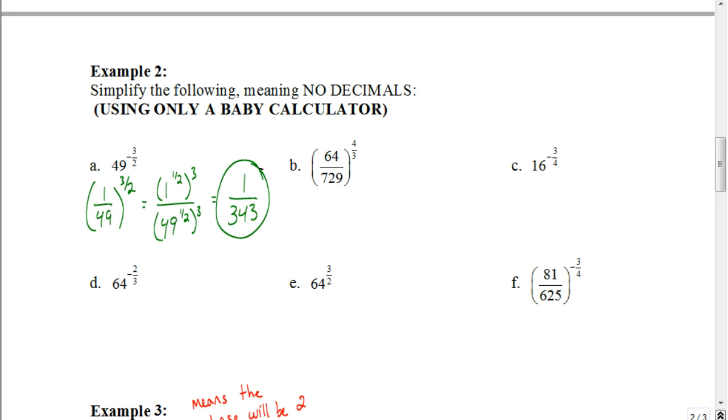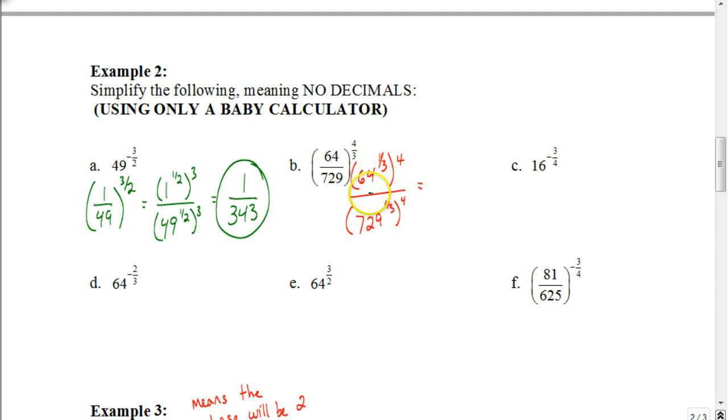Now the next one is not a negative exponent. The next one, we have 64 over 729 being raised to the 4/3 power. But again, we would apply the root and the power to both the numerator and the denominator. So I'm going to look at this as being 64 to the 1/3 power, the third root of 64, being raised to the 4th power. Do the same thing to the 729 in the denominator. Apply the third root and then the 4th power.